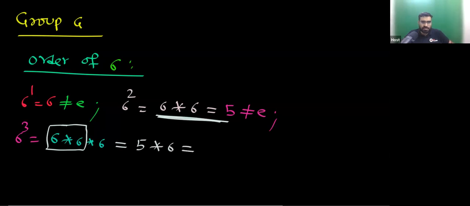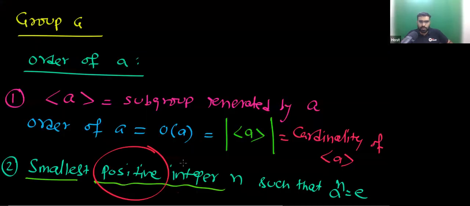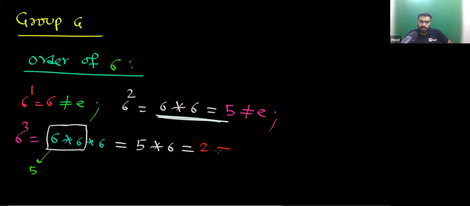What is 5 star 6? That will be 2. So this is your 5 star 6, and that will be 2. Did you get the identity element? That is also not the identity element, so I will not stop.